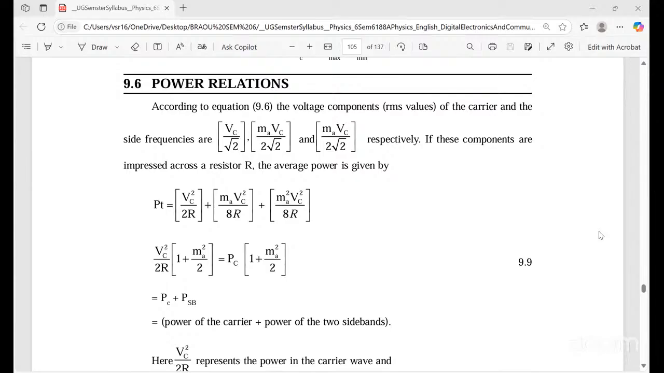What is the power value? Power equals P_T, by substituting you may get here Pc plus P_SB. Okay. Pc means the power of the carrier. P_SB is nothing but the power of the two side bands. SB means side bands.